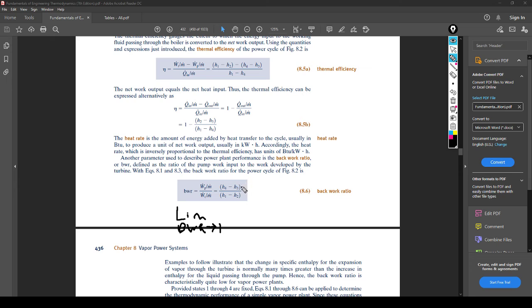Because if the pump work was equal to the turbine work, it means that you are actually creating nothing. It means that your power cycle is powering the pump only, which is not the point. The point is to make power. So that is the back work ratio of a pump in a power cycle like this, a Rankine.